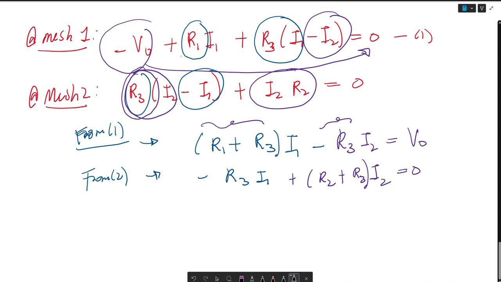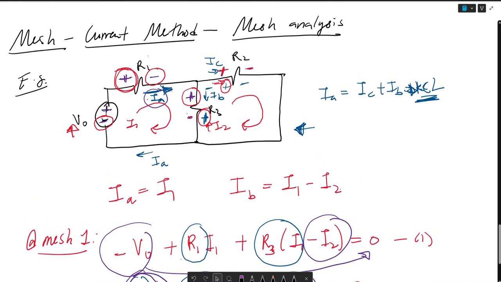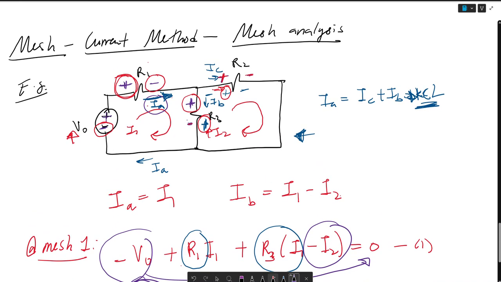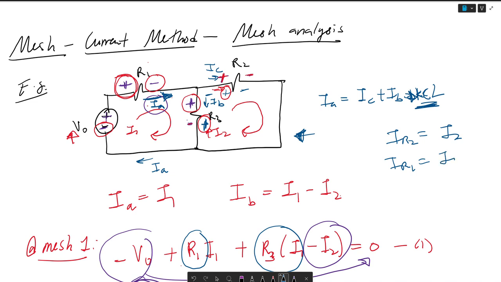So these resistor values were not given in this problem, but if they are given, then I can solve for I1 and I2. And if I solve for I1 and I2, I know the current. I could say that the current through R2, IR2, is equals to I2, IR1 is equals to I1, and IR3 is equals to I1 minus I2, right? Because they're contradicting each other. So I hope this makes sense.